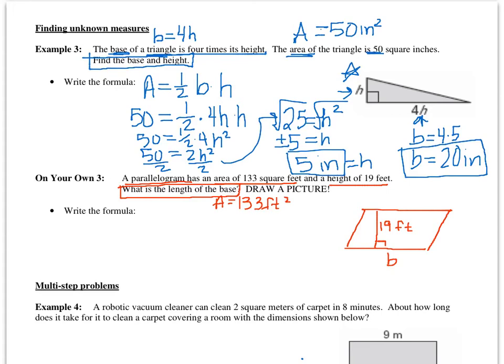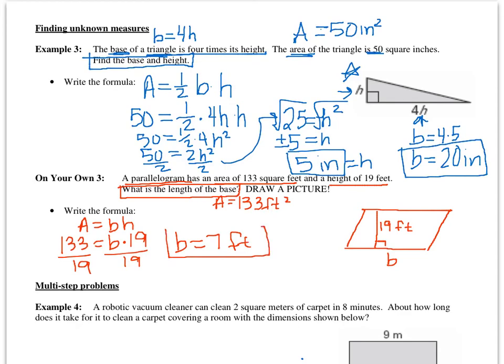So for a parallelogram, let's write our formula. Area equals the base times the height. Well, we were told the area is 133. The base we don't know, so we're going to put B times the height, which is 19. Solving this, I'll divide both sides by 19. So my base equals 7, and my units there would be feet. The question says, what is the length of the base? And I found that, so I'm done.